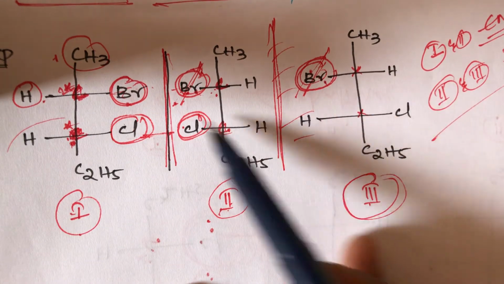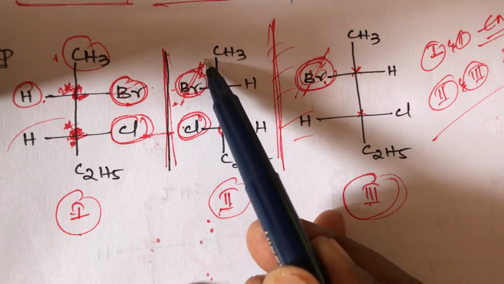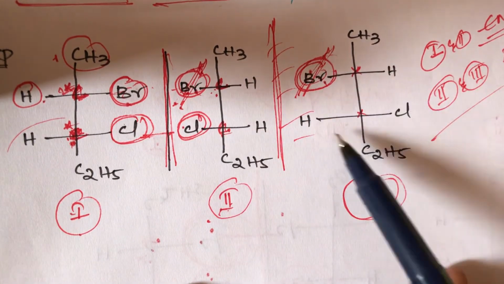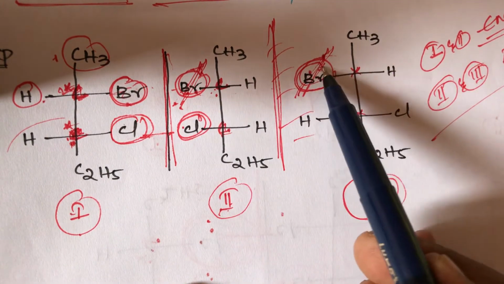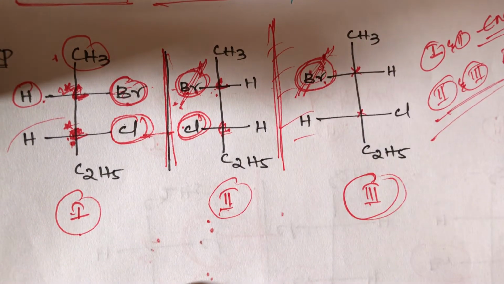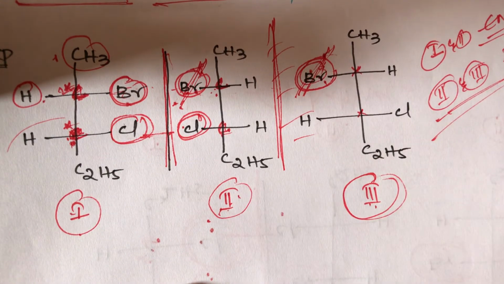What is the difference here? Both do not change. The bromine is present on the left hand side, and in structure 3 also the bromine is present on the left hand side. So that's why these two are not mirror images. So that's why this is called diastereomers. Structure 2 and structure 3 are also diastereomers.